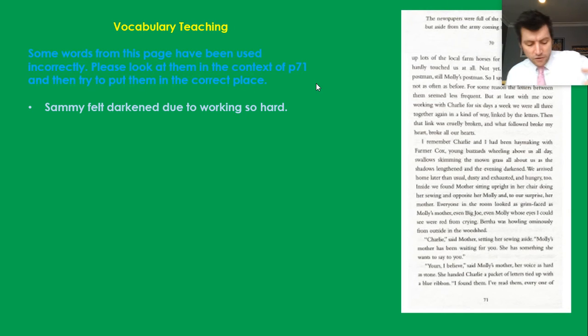The newspapers were full of the war. If you remember, Molly's been looking after them for the Colonel, where she irons them to keep the ink nice and dry. The newspapers were full of the war that had now begun. But aside from the army coming to the village and buying up lots of local farm horses for cavalry horses, it had hardly touched us at all.